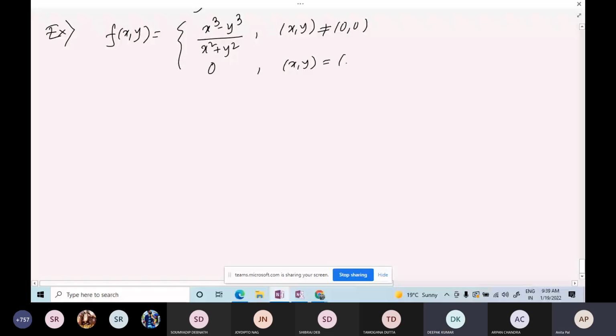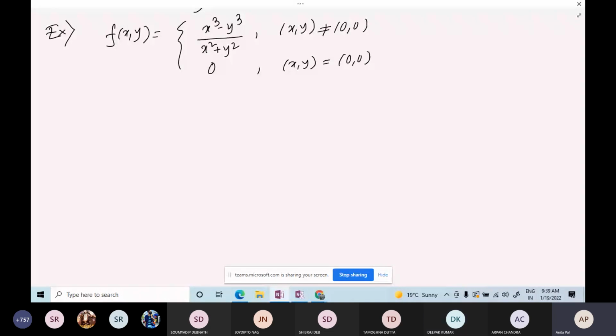Now one function is given: f(x, y) = (x cube minus y cube) by (x square plus y square) when xy is not equal to 0, 0, and equal to 0 when xy equals 0, 0. Now we have to check whether it is differentiable at 0, 0 or not. Okay, that is the question.